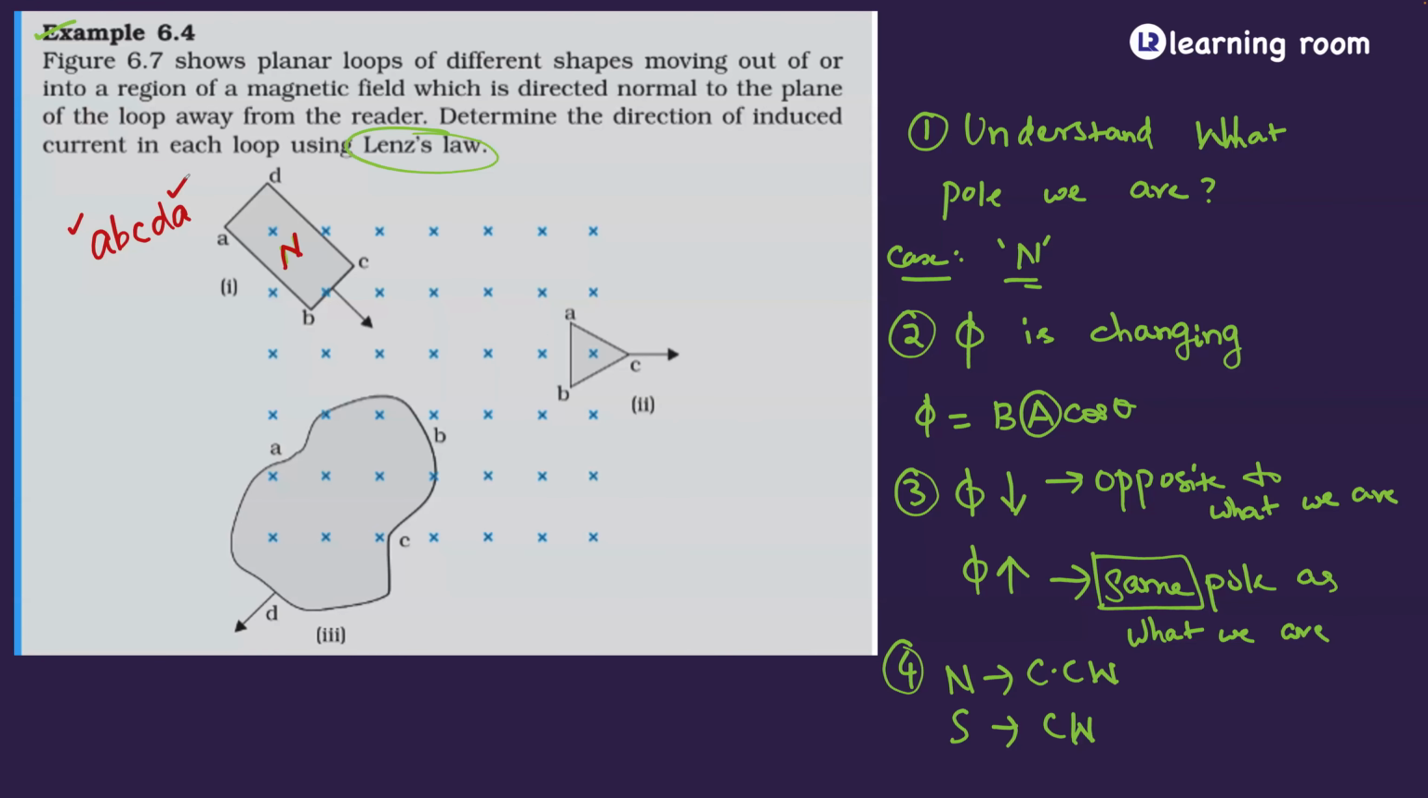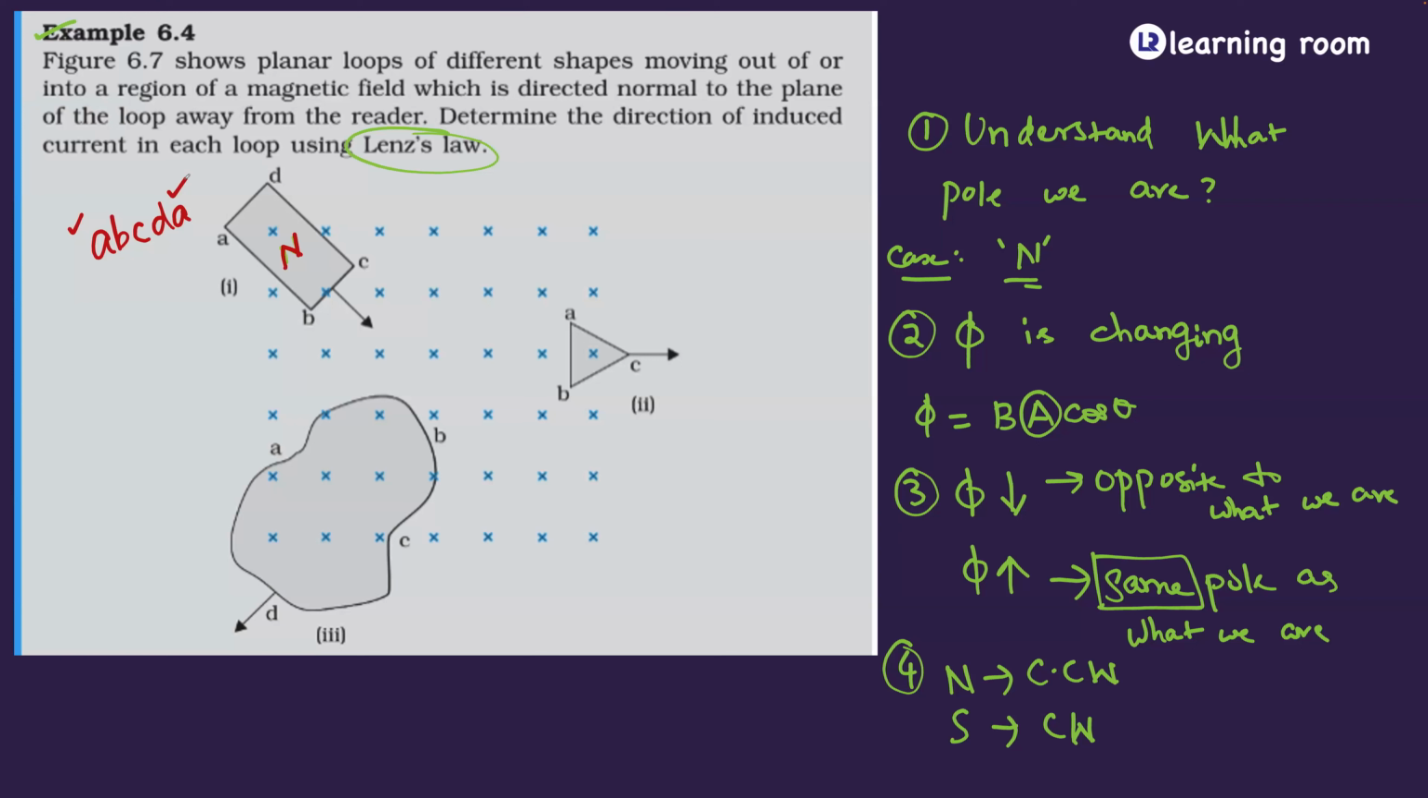these two steps are fixed for the remaining two problems also. Now we are clear that I am north pole. The coil is facing me, right? Now the only thing I'm going to check is the third and the fourth point. So for this coil, the flux is decreasing because it is moving out. The amount of area associated with this coil is decreasing since it is moving out. Since it is moving out, flux decreases.